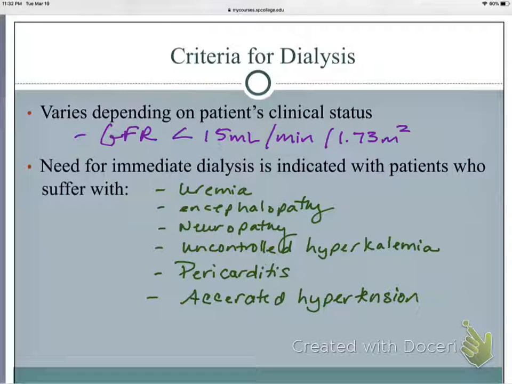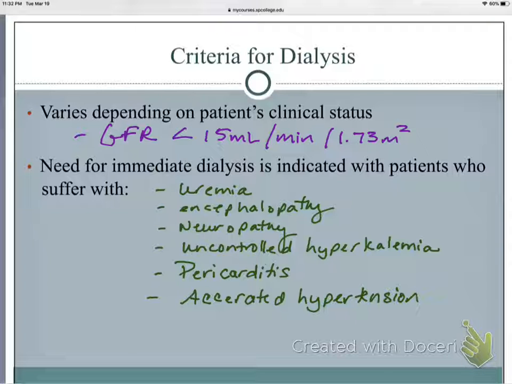So when do we begin dialysis? Most nephrologists go by your GFR. Hopefully you've heard of what a GFR is, your glomerular filtration rate. Okay, and generally when that hits 15 is when dialysis is begun. So 15 mLs per minute per 1.73 meters squared.